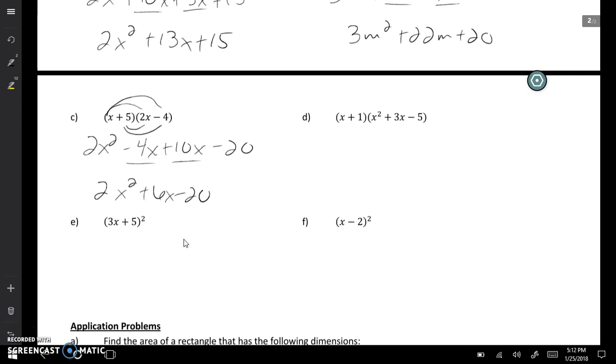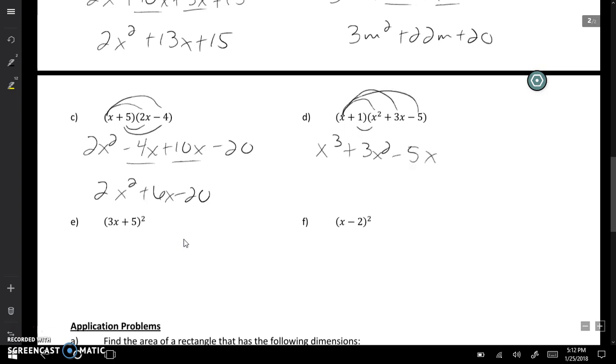Okay, it's a little different because now it's a binomial and a trinomial, but the answers are still the same. Okay, so give it a shot. X times x squared is x cubed. X times 3x is plus 3x squared. X times -5 is minus 5x. Now we gotta go 1 times x squared is plus x squared. 1 times 3x is plus 3x. 1 times -5 is minus 5.